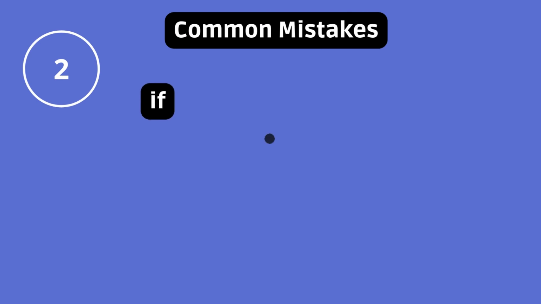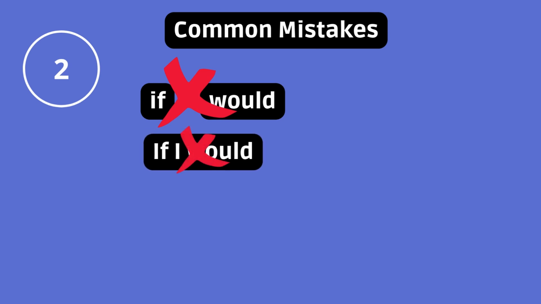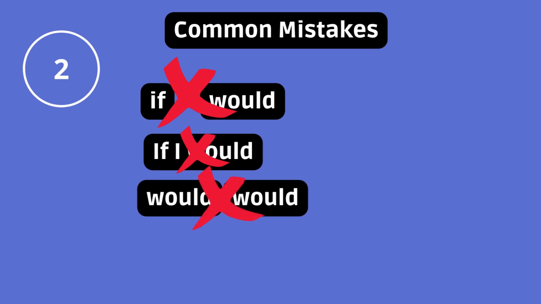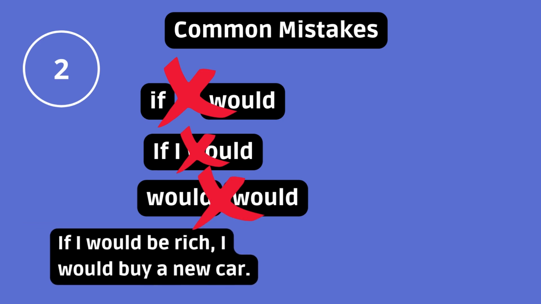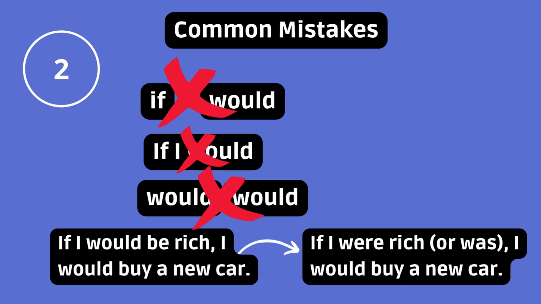Second, don't follow if with would in a conditional. That's never right. If I would is just not grammatically correct in a conditional statement. This mistake is very common in the second conditional. Just make sure you don't have two woulds in your statement. If I would be rich, I would buy a new car ought to be if I were rich, I would buy a new car. There's only one would.